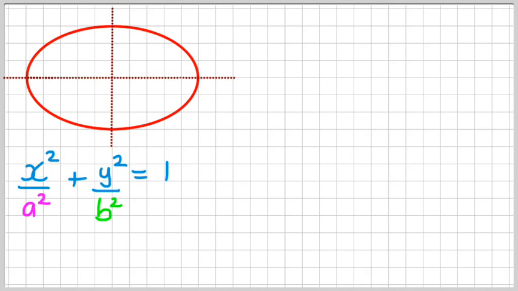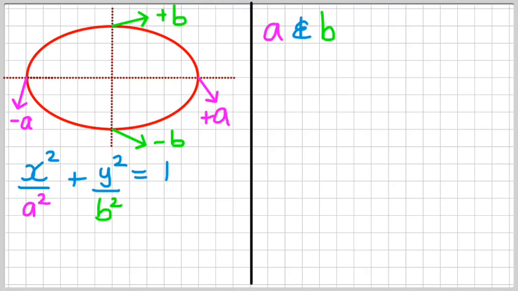So here we are, an ellipse has already been sketched here. I've got x squared over a squared plus y squared over b squared equals 1. So the a value at this point is going to be positive a, while on the other side of the ellipse, that's going to be negative a. And as for the b, you guessed it, it's right at the top there, that's the y-intercept for positive b, and that would be minus b at the bottom. So basically, a and b give the intercepts on the x and y axis.